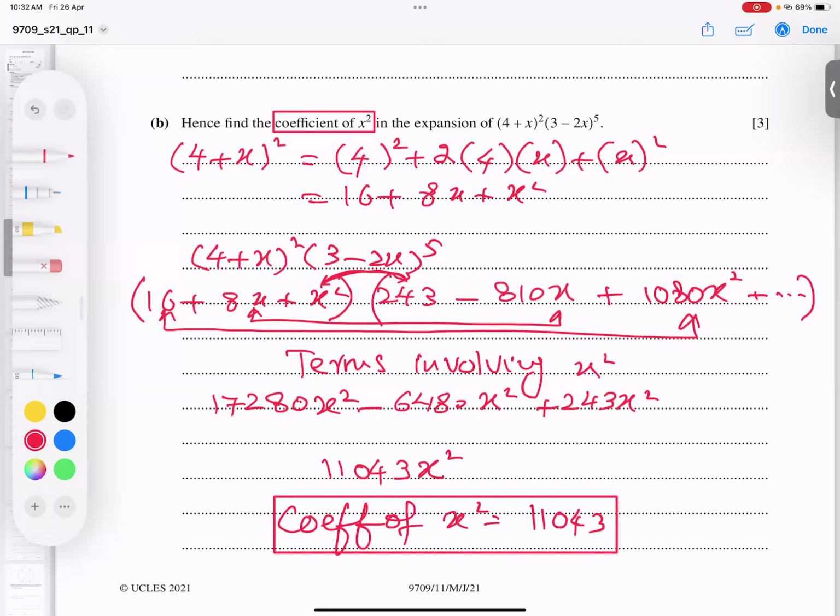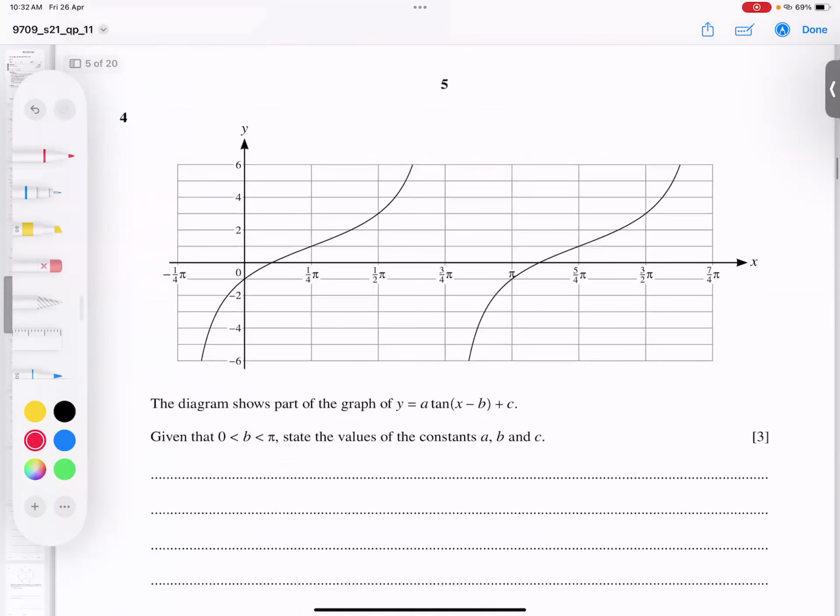Okay. Let's go for the next question, number 4. Question number 4, what is he saying? We have given a tan, the mother function, or sometimes we say the parent function, for this is tan x. It means the parent function or the mother function is this.